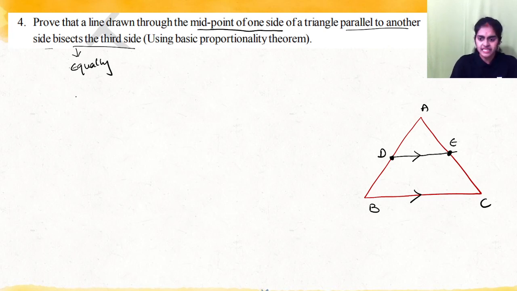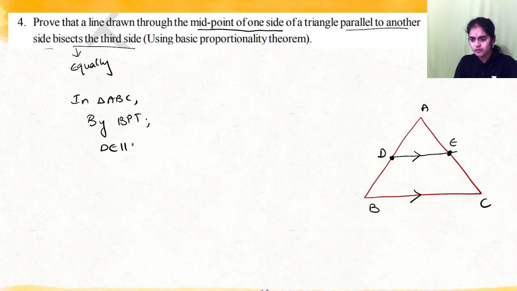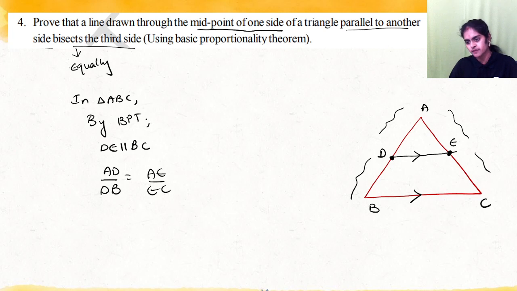Now using BPT, in triangle ABC, by BPT, see DE is parallel to BC, that is how you have drawn. So using BPT I can say AD by DB is equal to AE by EC. Can we say this? AD by DB is equal to AE by EC using BPT.